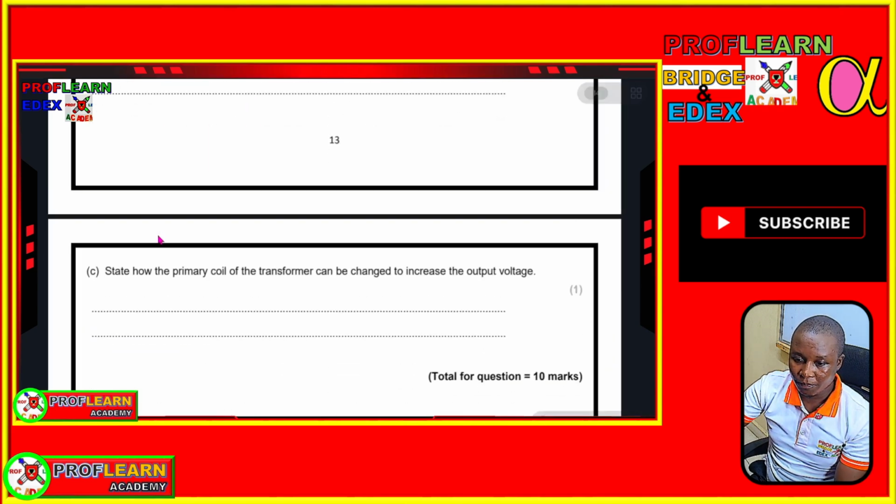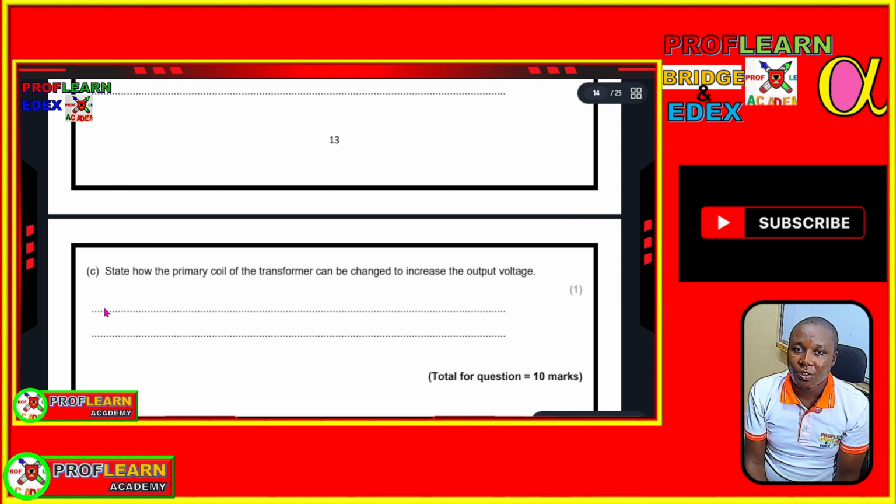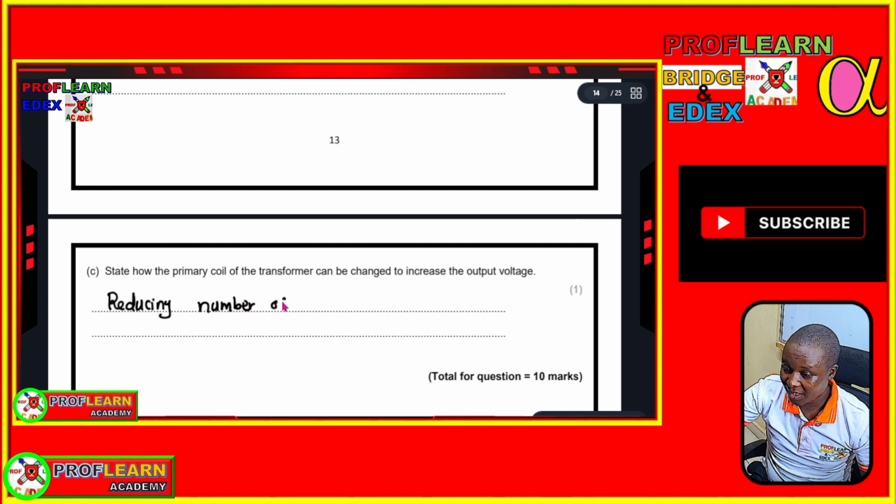All right, so moving further, you are asked to state how the primary coil of the transformer can be changed to increase the output voltage. If you want to increase the output voltage, just reduce the number of turns in the primary coil, or increase the number of turns in the secondary coil, or increase the input voltage. So that's the way that can be done.